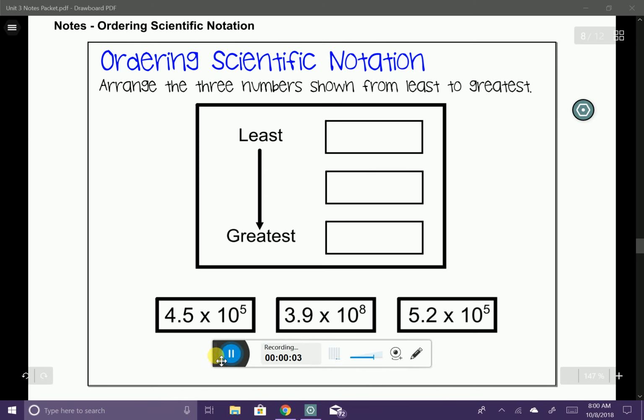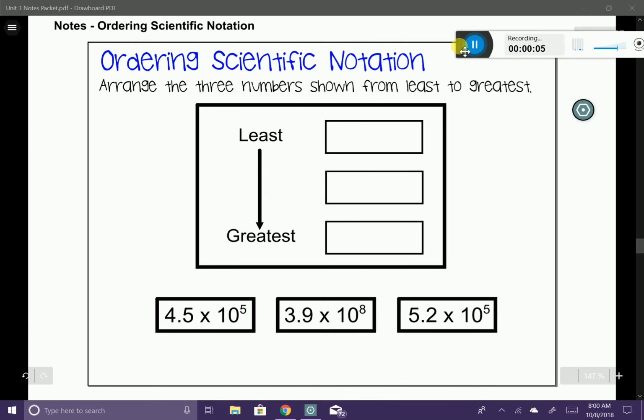In this lesson, we're going to be taking our understanding of scientific notation and applying it to the idea of ordering it from least to greatest. So let's take a look at this first example here. I want to order these three numbers that are in scientific notation, and I want to order them from least to greatest. It's always really important to read the directions before you begin, because sometimes the question might ask you to order them from greatest to least. But let's go ahead and order these least to greatest this time.